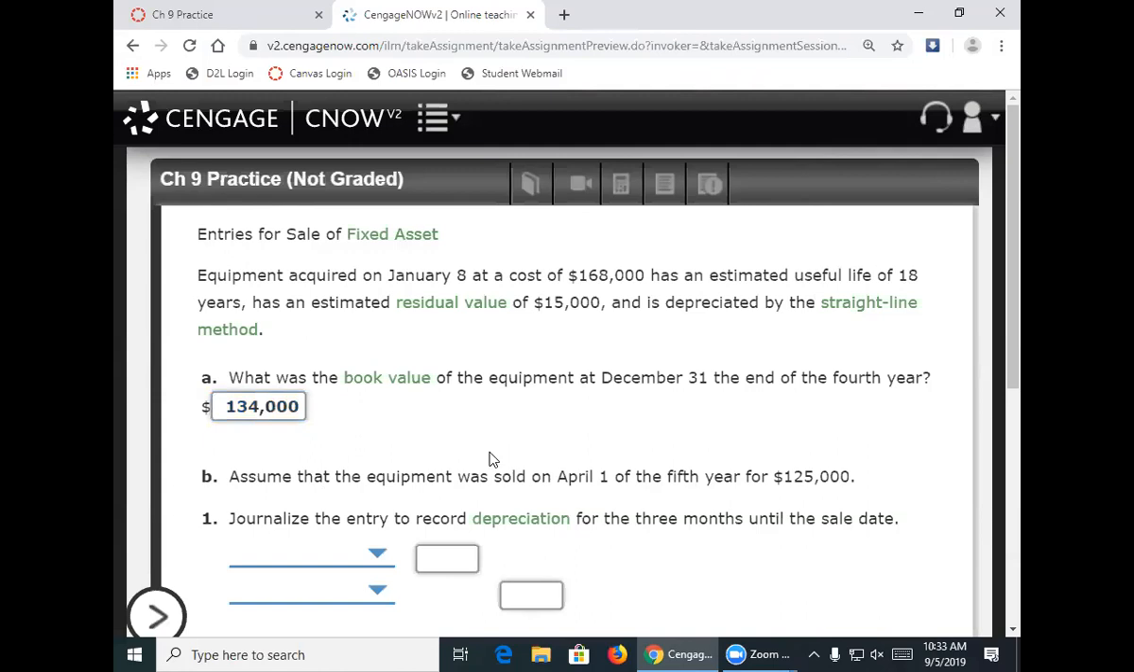That's important when we're dealing with fixed assets. We need to know how much we still have. So why is that important? Well, we have it on the books as valued at 134,000. That would be our goal sales price, or we might want more than that. If we sold it at this point, we would want to get at least 134,000 for it. Anything above that would be a gain. Anything we got below that would be a loss.